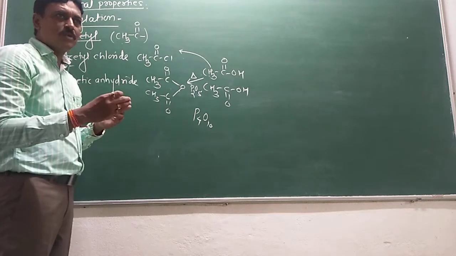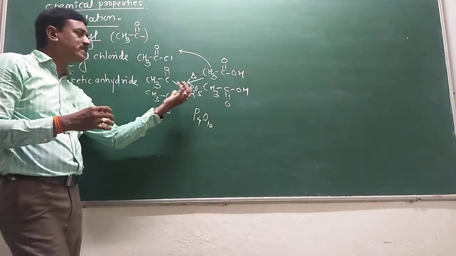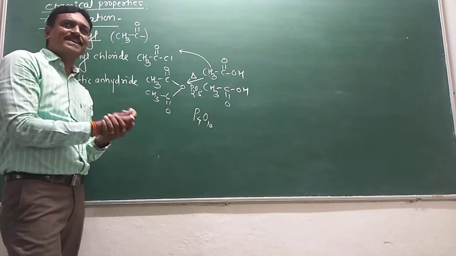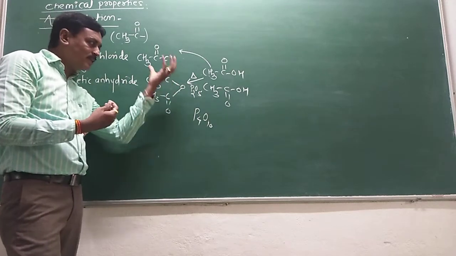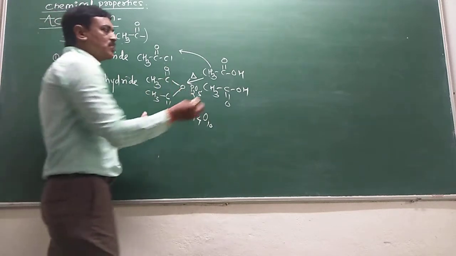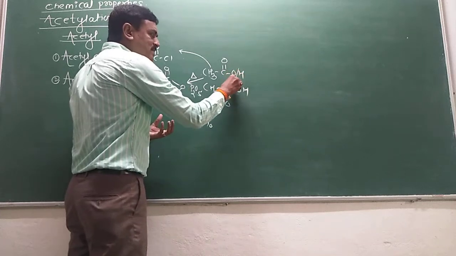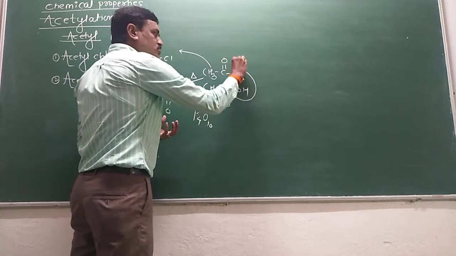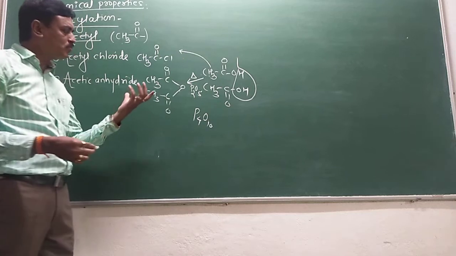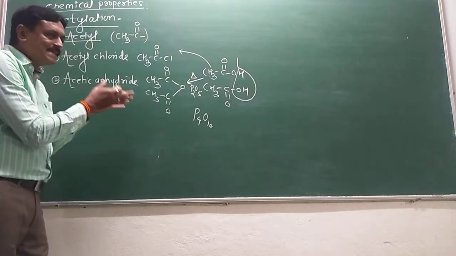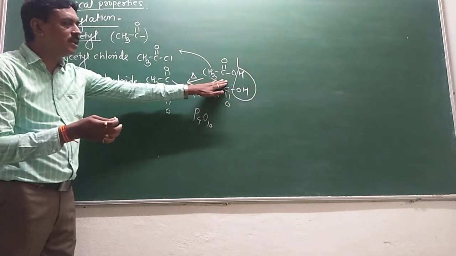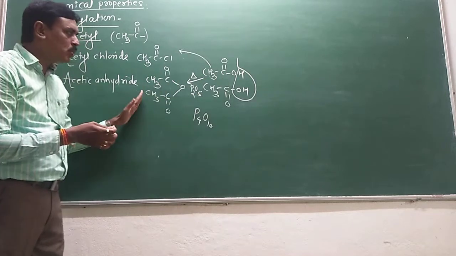For the sake of convenience, we are using P2O5 as an oxide of phosphorus. Now, this P2O5 acts as a dehydrating agent, where the H from one acid and the OH from the other acid go, and there is a removal of H2O to form acetic anhydride. Acetic acid, which is also known as ethanoic acid. This is known as ethanoic anhydride.